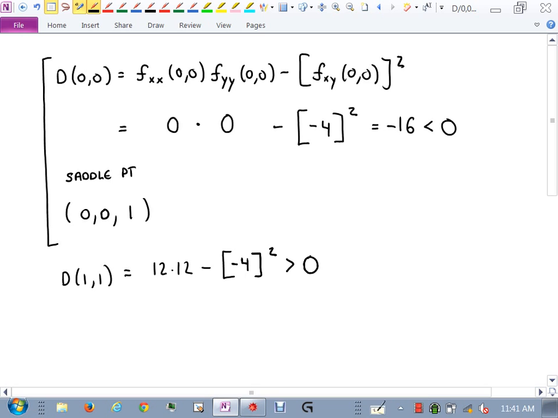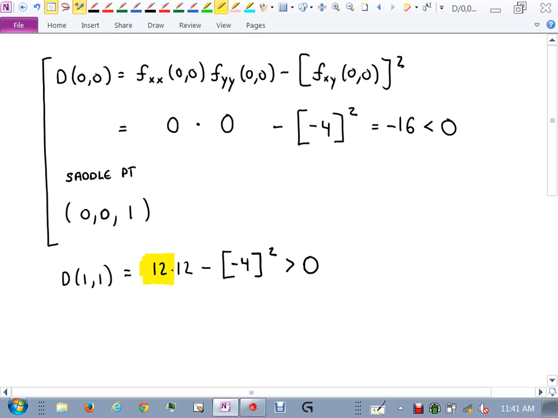So what does positive tell me? There's two possibilities with D being positive. So what I then need to look at is that fxx we had. Now just focus your attention on fxx. It's this first one right here, isn't it? The one that was 12. That 12 is positive, isn't it? If your fxx is positive, you have a local min.